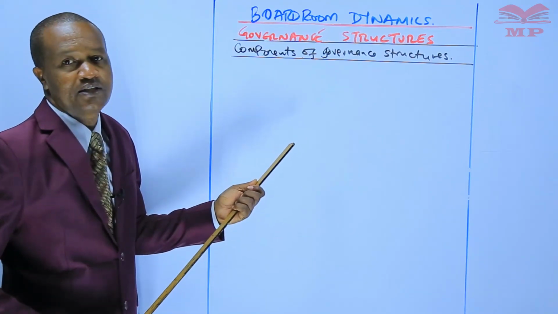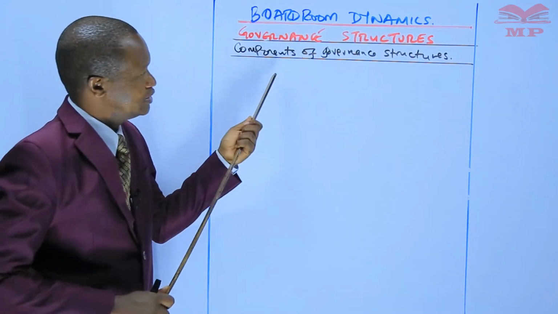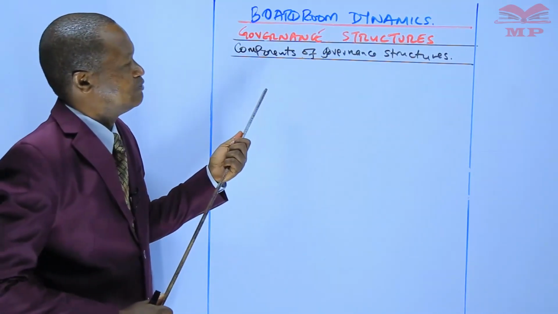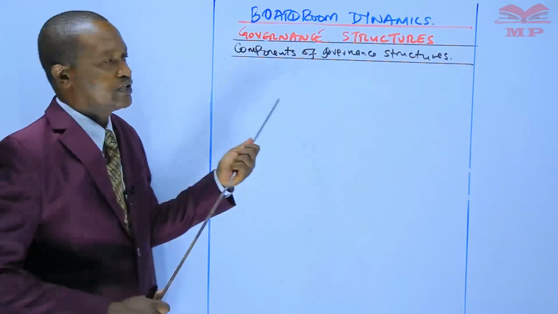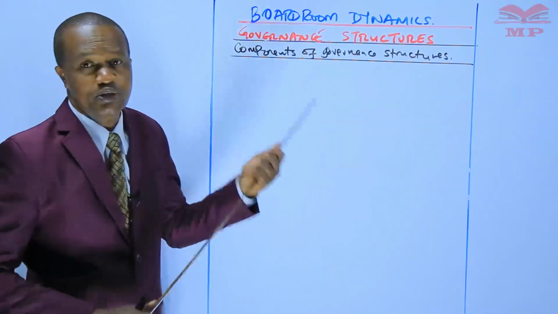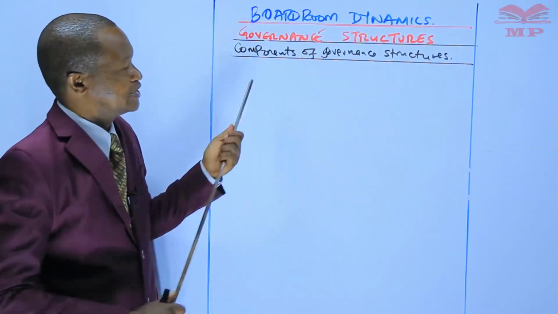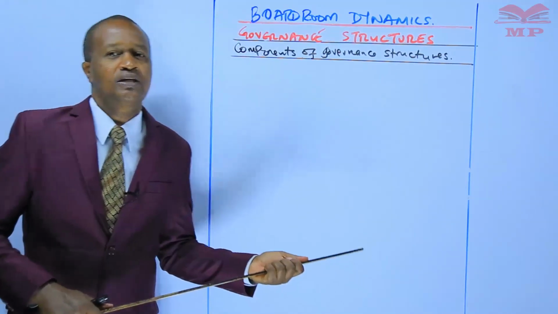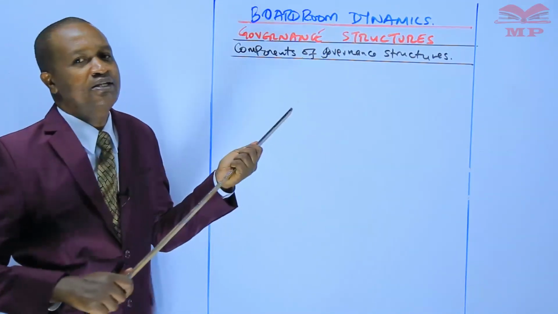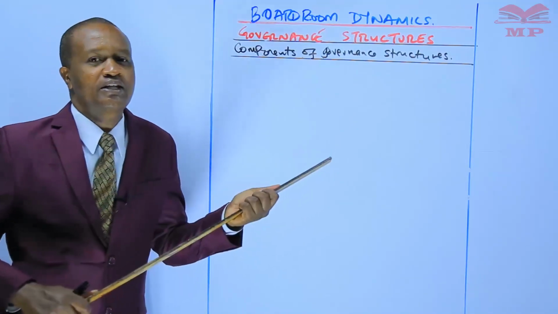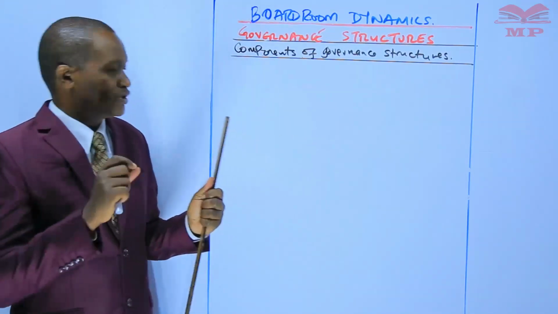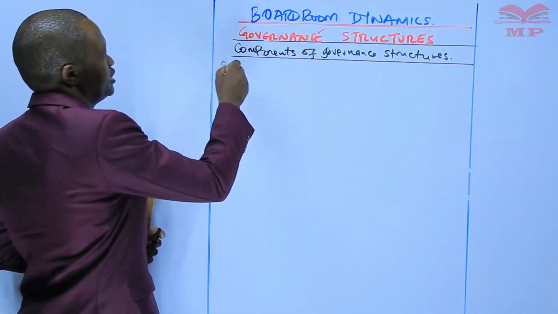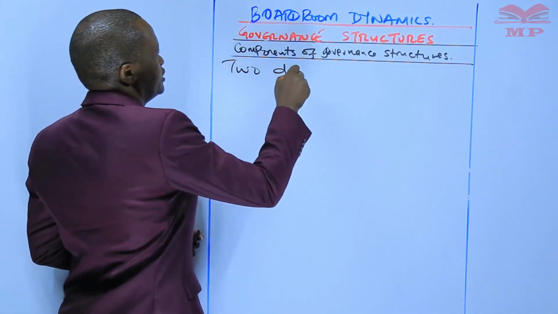And that is just the components. When referring to components of governance structures, we are referring to the powers and the rights of shareholders, the powers, rights and responsibilities of the board, and the powers, rights and responsibilities of management. The governance structure is composed of two dimensions. There are two dimensions.